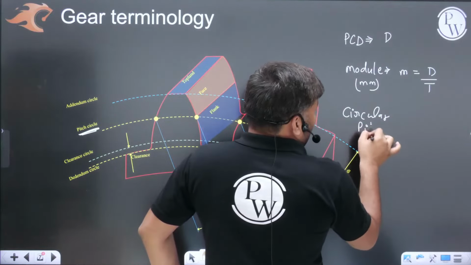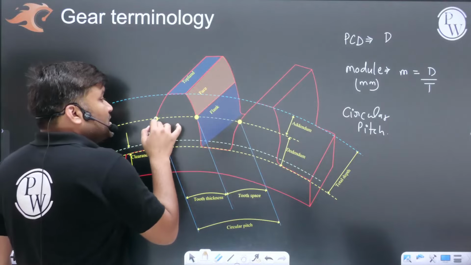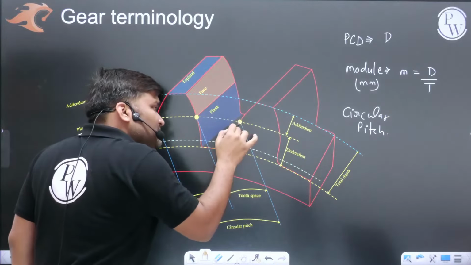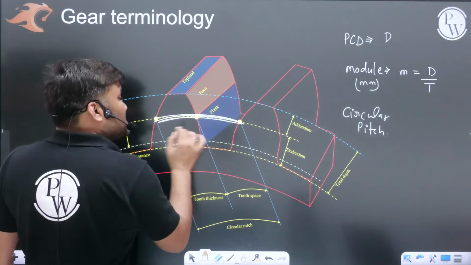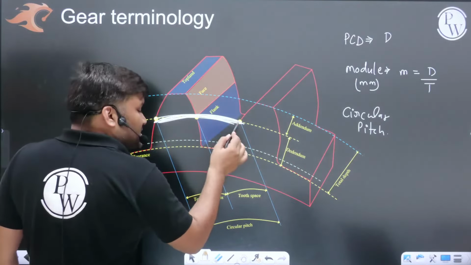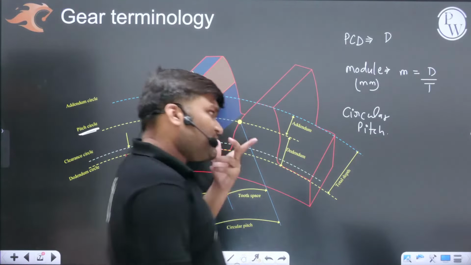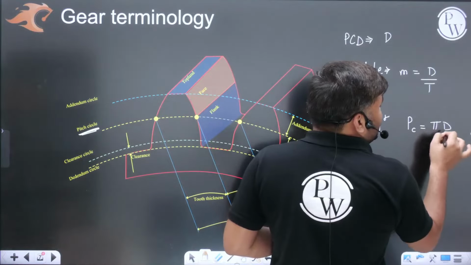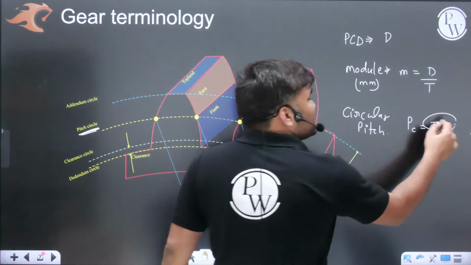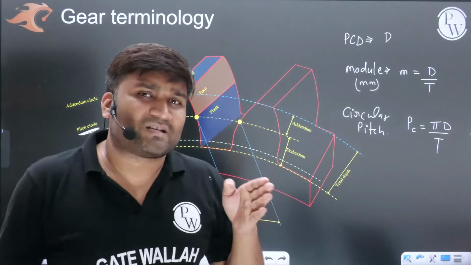Circular pitch. How does it look? I have just shown from one point of the tooth to the same point of the adjacent tooth, measured along this circular arc, measured along the pitch circle. This is known as circular pitch, denoted by Pc, and it is defined as pi d by t. Pi d is the circumference of the pitch circle, divided by the number of teeth.